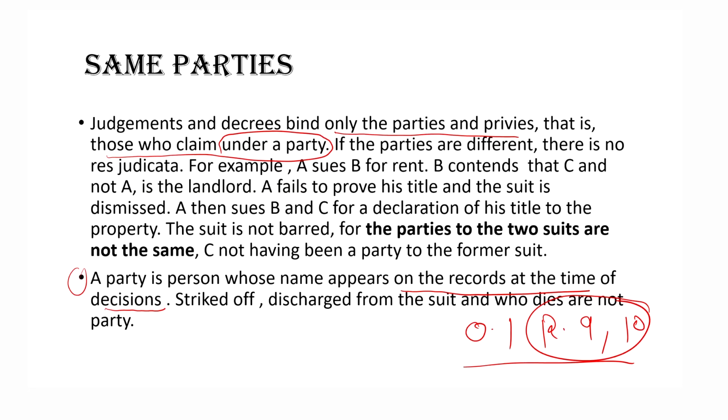There is one example also, you will understand. A sues B for rent, B contends that C and not A is the landlord. A fails to prove his title and the suit is dismissed. A then sues B and C for a declaration of his title to the property. The suit is not barred, for the parties to the two suits are not the same. If the parties are not the same, then there is no question of res judicata.